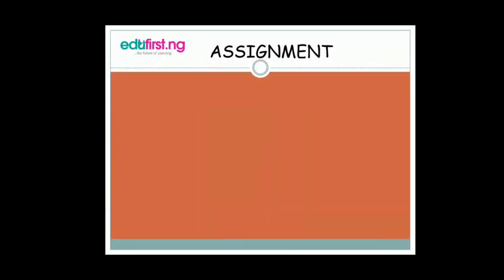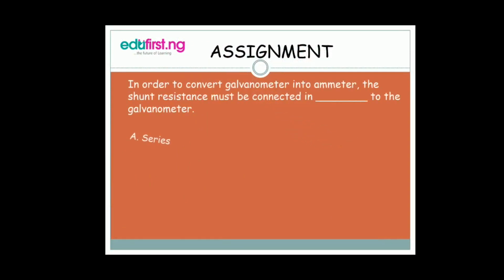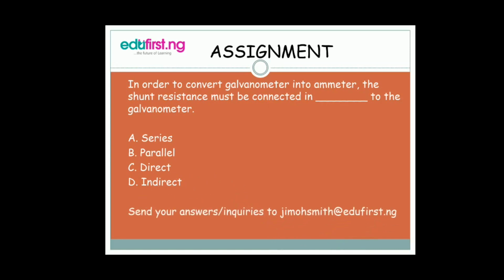Assignments. In order to convert a galvanometer into an ammeter, the shunt resistance must be connected in dash to the galvanometer. A. Series. B. Parallel. C. Direct. Option D. Indirect.